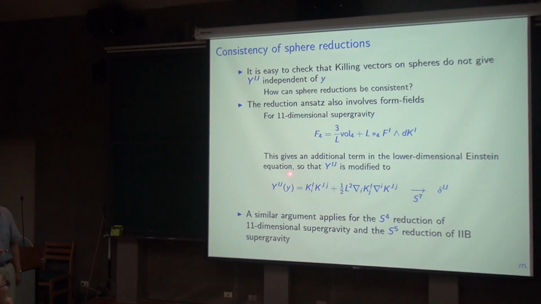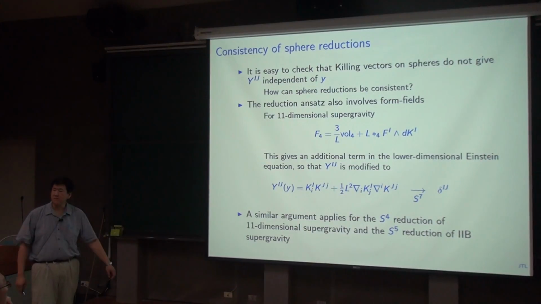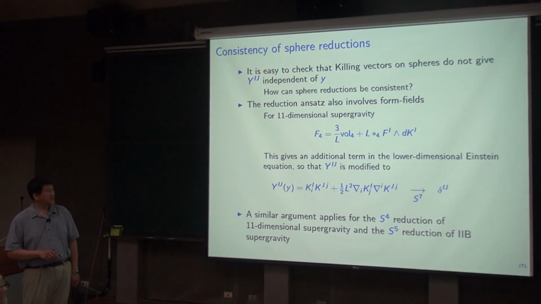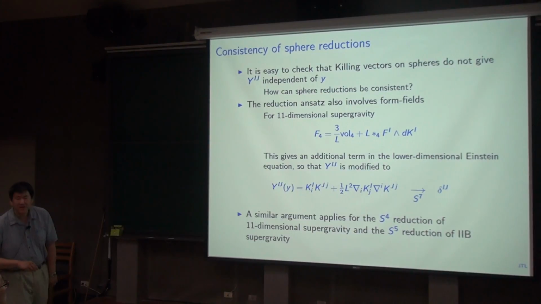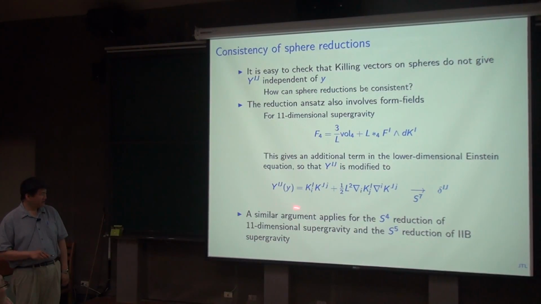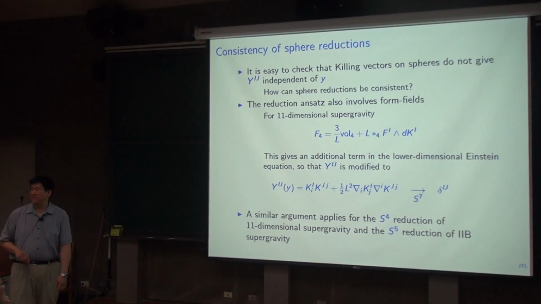I still want capital Y_ij to be independent of y. I still need this to be independent of y to match with the left-hand side of the Einstein equation. But this time it actually works. It's highly non-trivial to say this plus that equals a constant independent of y. But it does for S7. It also does for S5, S4. The known consistent sphere reductions all solve this equation over here, with Y_ij being proportional to a constant times delta_ij.